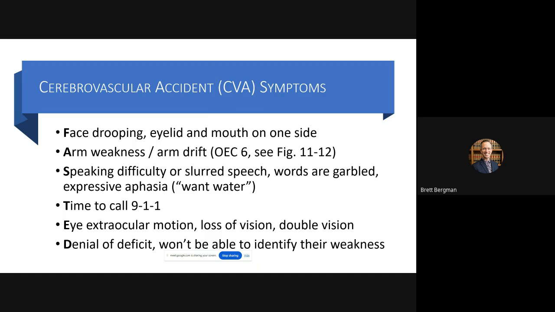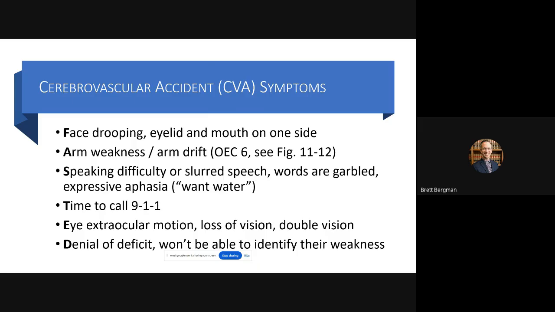Common that they will have difficulty speaking or slurred speech. You may get kind of garbled words. And then the other thing that can happen in stroke patients is that they have expressive aphasia. So they can't find the right word. They can't get the right word out. So they can't say, I'm thirsty, I need a sip of water. They'll kind of have this, want water. They can't quite get a sentence together properly because of that neurological deficit. These are, again, any patient with stroke symptoms. We're going to be doing rapid transport off the Hill.